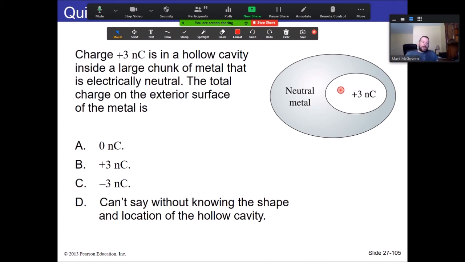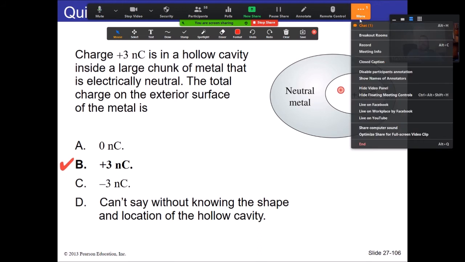Question for you here: a positive 3 nanocoulomb charge is in a hollow cavity inside a large chunk of metal that is electrically neutral. What is the total charge on the exterior surface of the metal? B would be correct. So what's going on here?